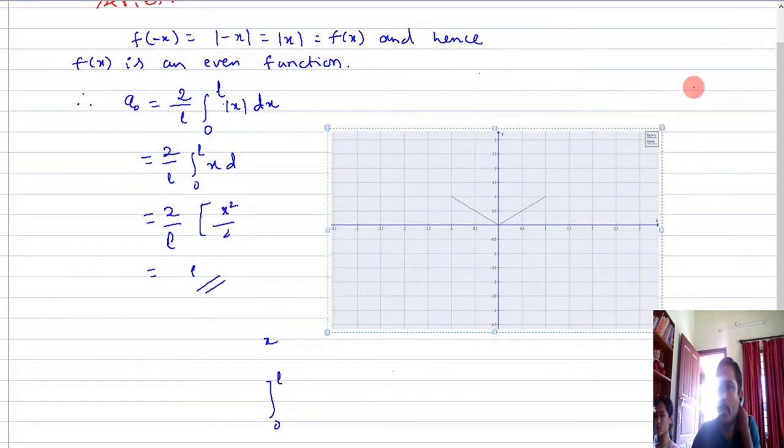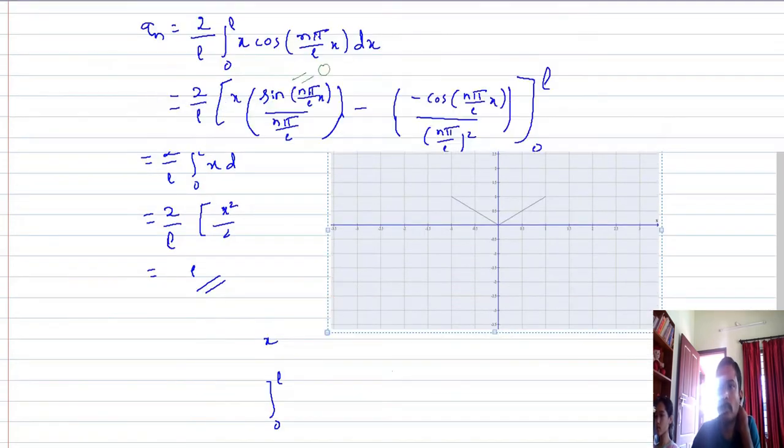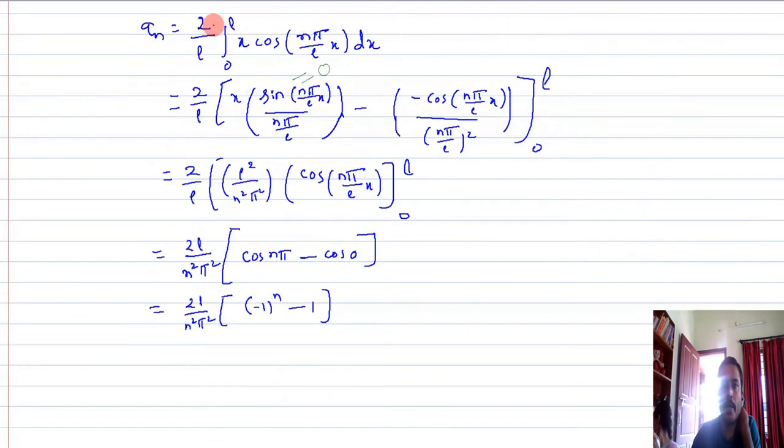So then we have to calculate an. An similarly is 2 by L integral from 0 to L. The function between 0 to L is just x. Mod x becomes x. So the function becomes just x. Therefore, you have an as integral of x into cos n pi x by L dx.